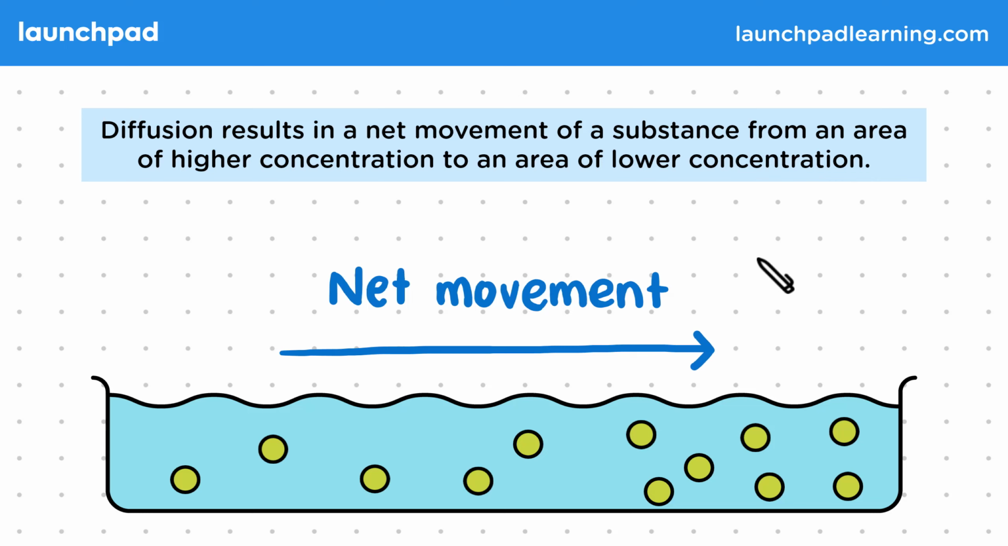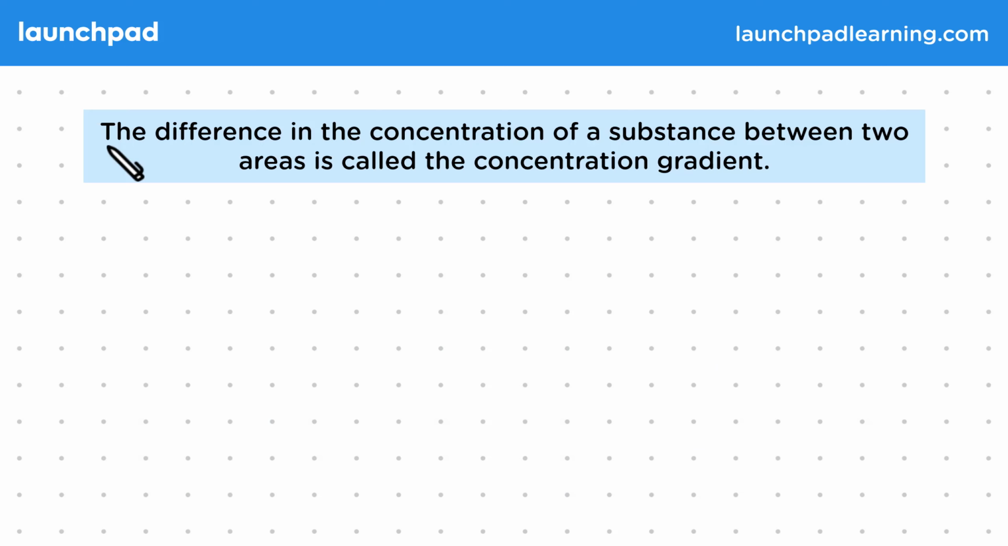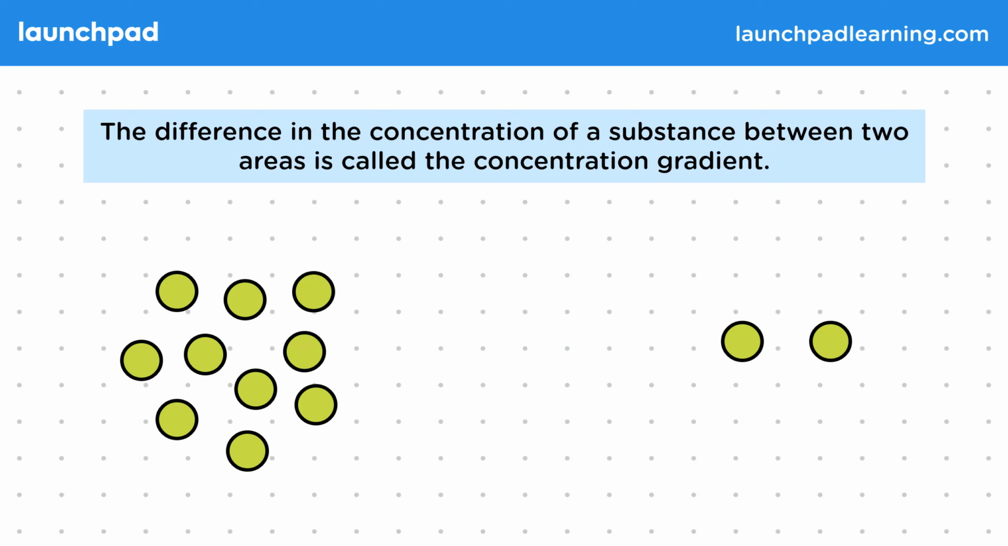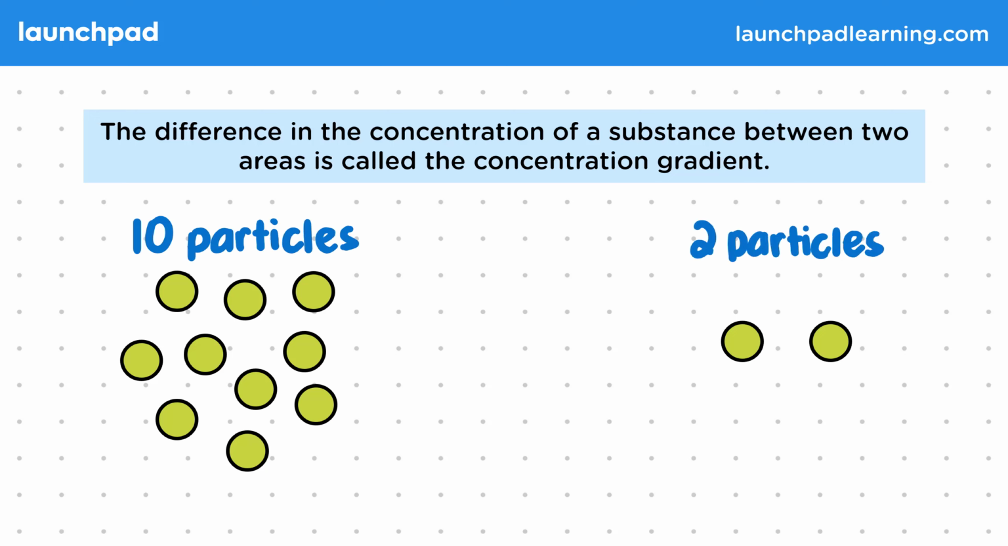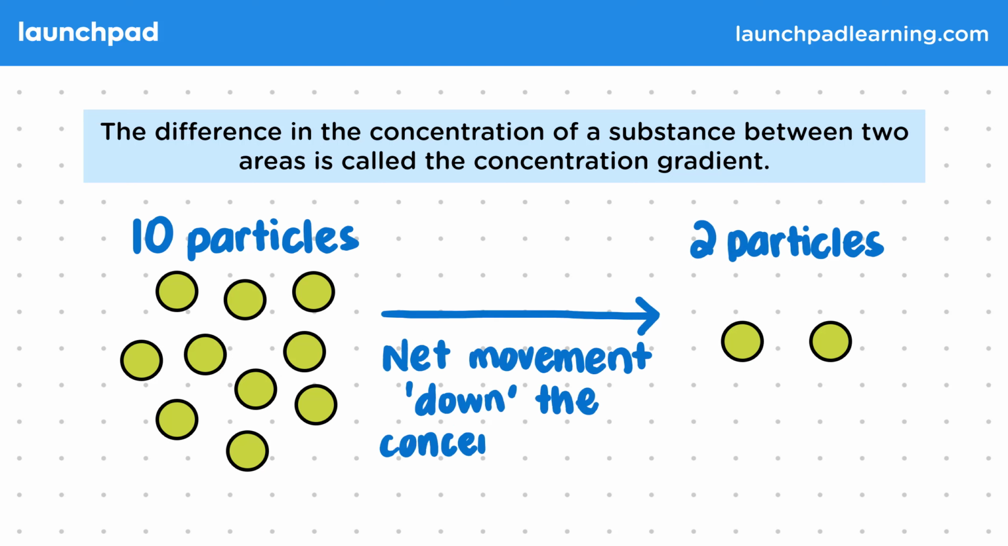How do we describe the difference in concentration between the two areas? The difference in the concentration of a substance between two areas is called the concentration gradient. Particles move down or with their concentration gradient. For example, on the left-hand side, we have 10 particles, and over on the right, we have just 2. In this scenario, we would see a net movement of particles in this direction as they move down the concentration gradient. What happens when the concentration is the same on both sides?